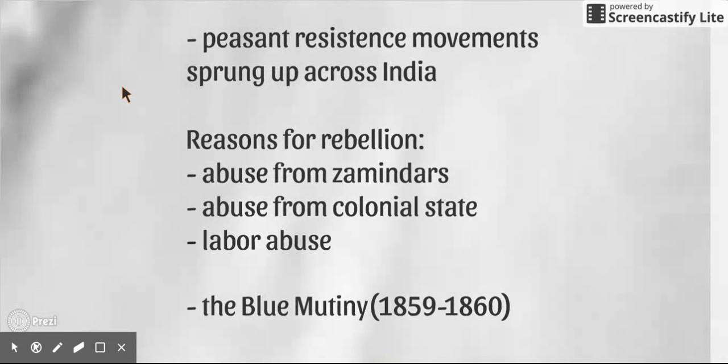Haji Shariatullah led Muslim peasant workers against their zamindars. These peasants refused to pay fees for the landowners. Even after Haji's death, his son took over these rebellions.